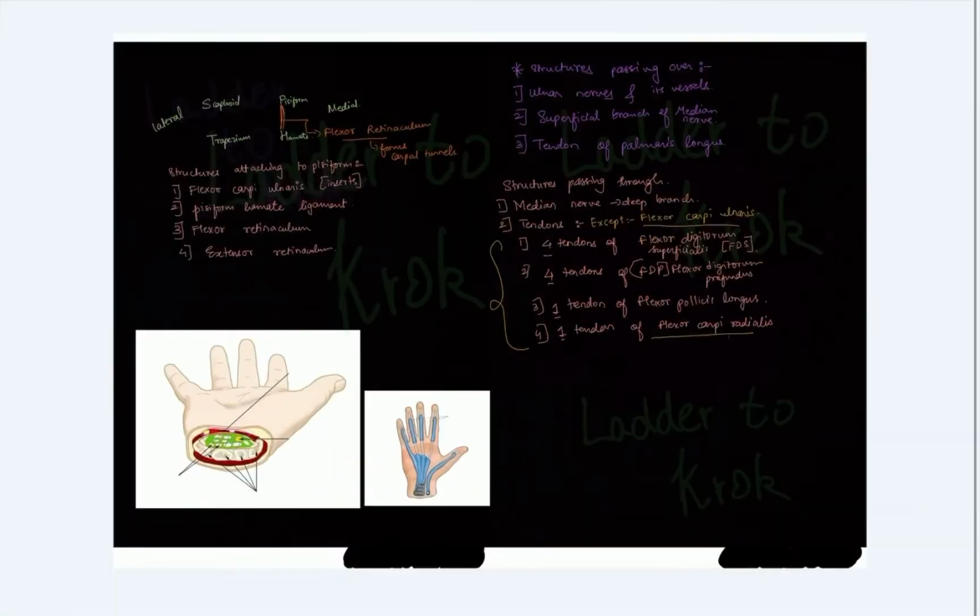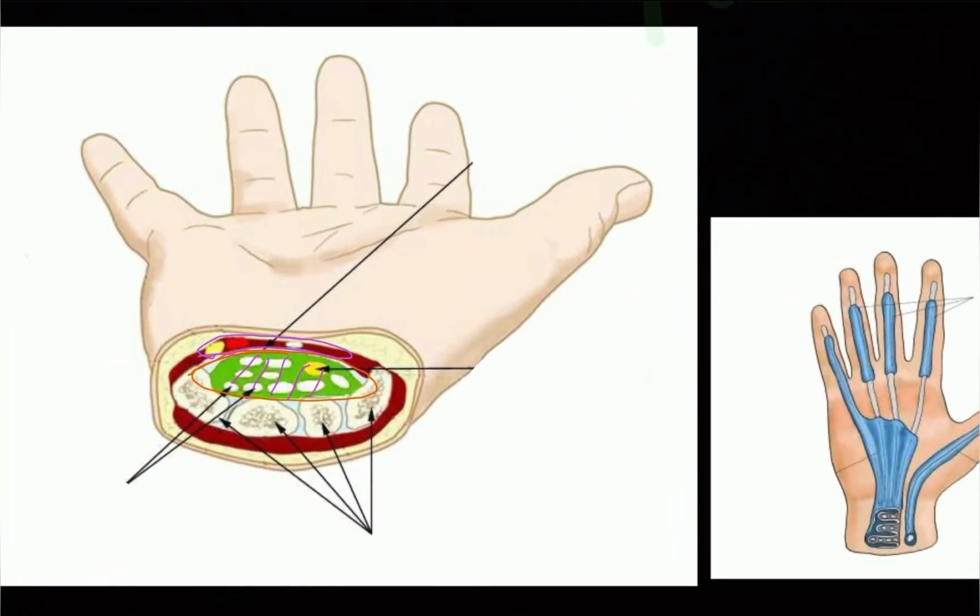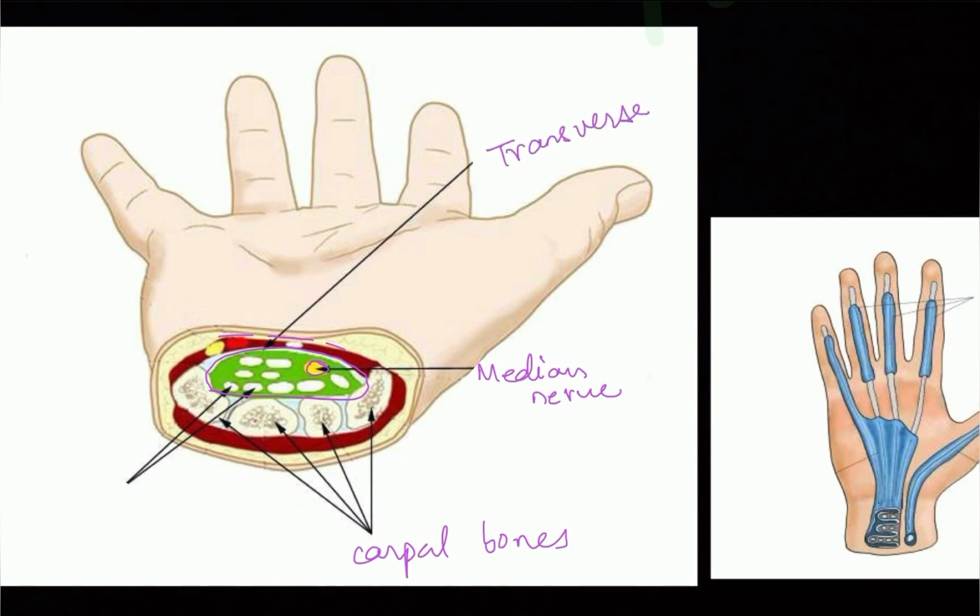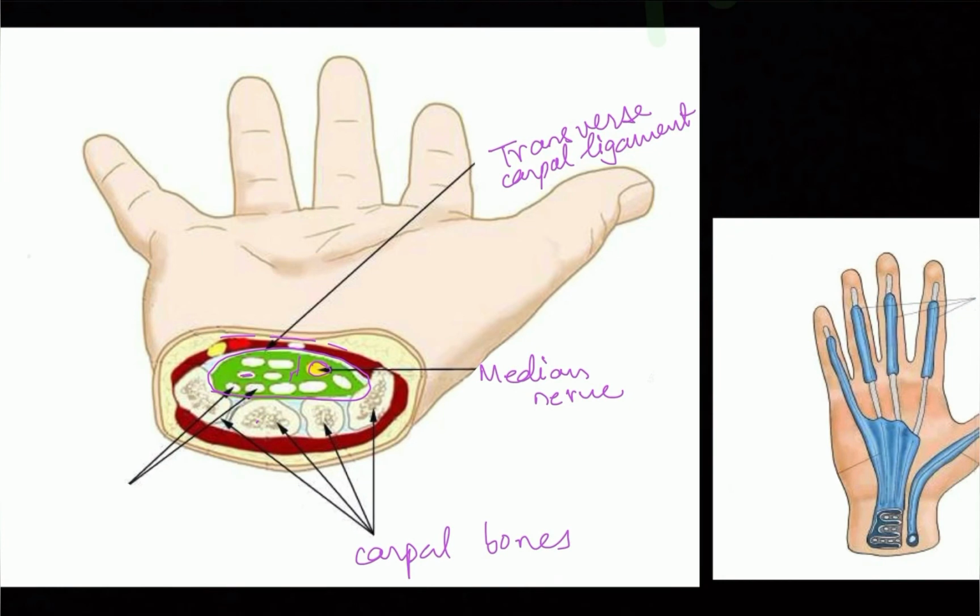Okay, so let's look at this picture now. You can see the green color structure. So now let's name them. Starting first with this yellow color structure which you see, this is the median nerve. These are the carpal bones, in which this tunnel is formed, right? And this green color which you are seeing is the transverse carpal ligament. And these white color things which you see inside are the flexor tendons. We have now done the tendons which are passing through the carpal tunnel.